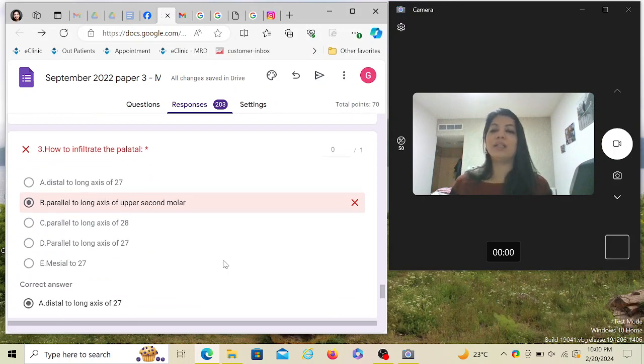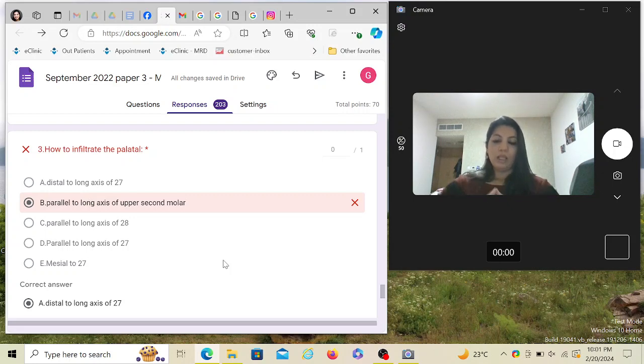Now, how to infiltrate the palatal? Now, see, there was a big discussion going on about this question, because earlier I had given the answer that you should do it parallel to the long axis of the upper second molar. The reason I had given this answer was that whenever you go ahead with the palatal infiltration of a maxillary molar, in Malamed and other textbooks and everywhere else, we directly prefer to give a greater palatine block.